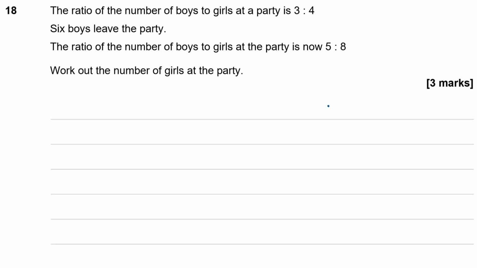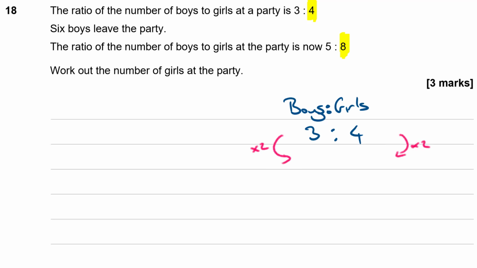Now, the ratio of boys to girls we're given as 3 to 4 to start with. But notice in the second part we're given the number of parts of girls is 8, which is twice as much as we've got here. So in order to compare the two more easily, I can scale up this ratio by a factor of 2 and rewrite it as 6 parts to 8 parts.